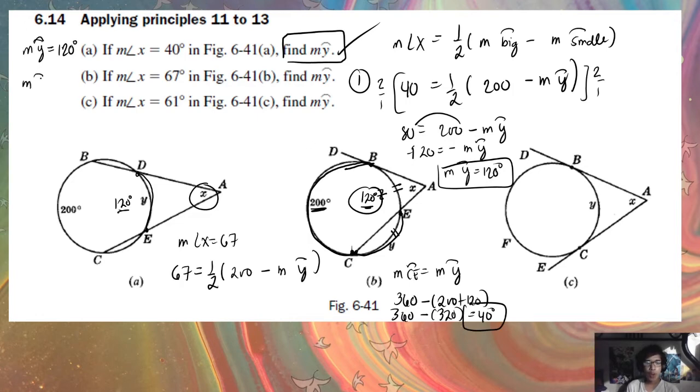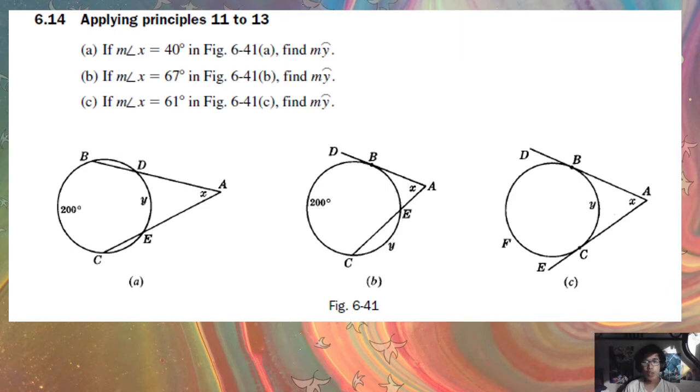So therefore, the measurement of arc y for the second problem, or for letter B, should be 40 degrees. Okay, so let's try to solve for the second problem. Again, what's our formula? The measurement of angle x is equal to 1/2 of the measurement of the big arc minus the measurement of the small arc.